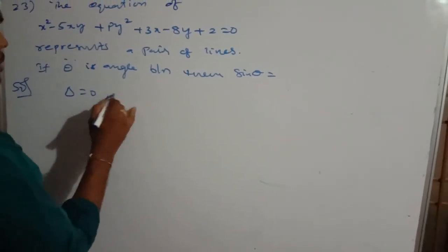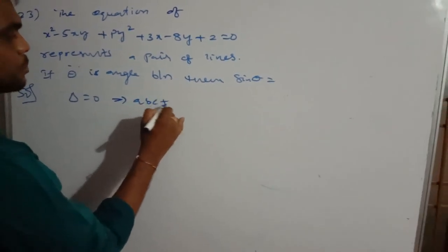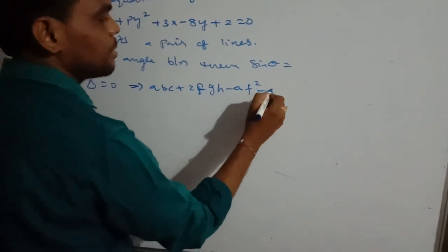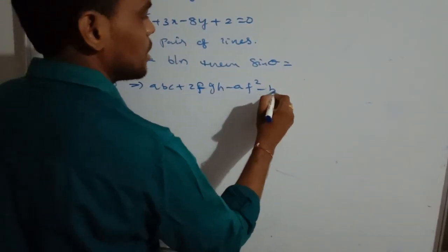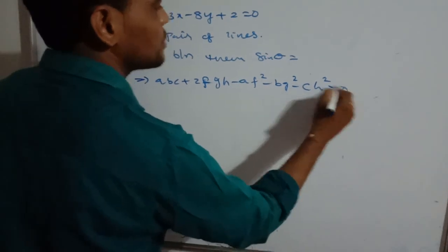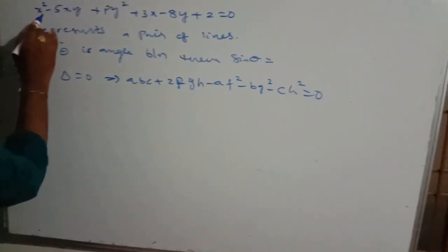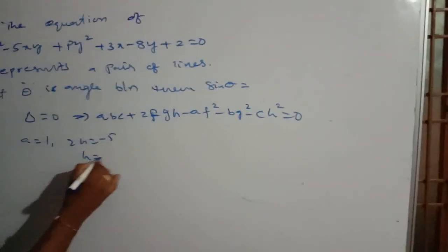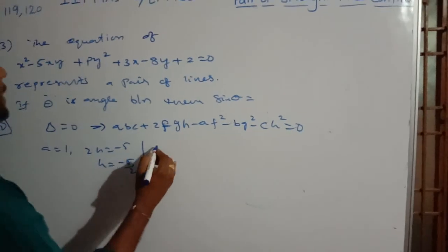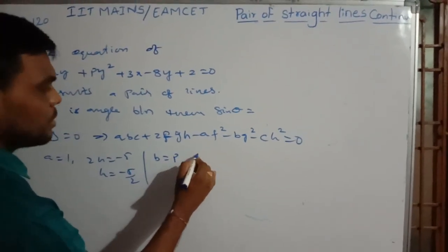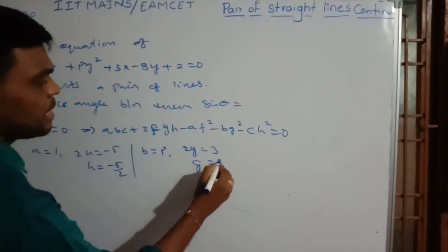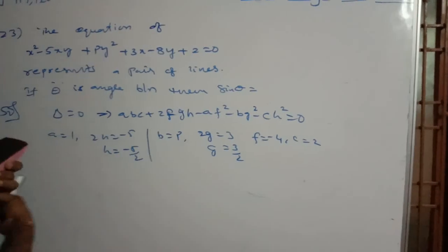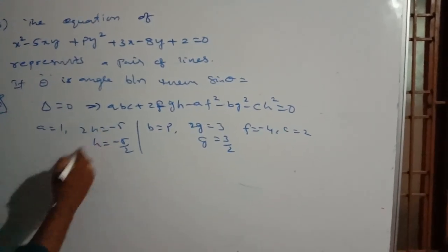Here that implies abc plus 2fgh minus af square minus bg square minus ch square is equal to 0. Here, see the equation: a is 1, 2h is minus 5, so h is minus 5 by 2, and b is p, 2g is equal to 3, g is 3 by 2, f is minus 4, c is 2. Now substituting these values in this formula.